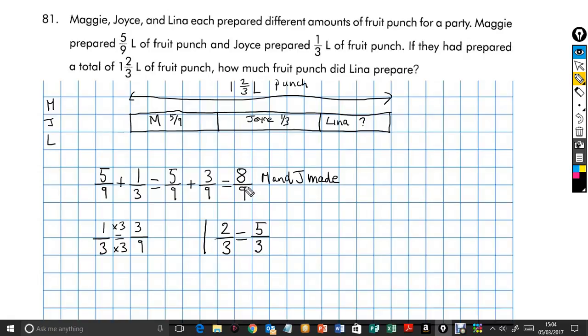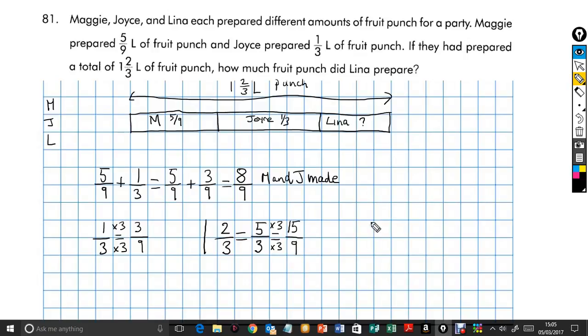But we've got ninths over here, and when we're going to do our subtraction, we can't subtract if we've got different denominators. We need to change this into ninths. So 5/3, how are we going to change that to ninths? We already realised we can do this quite easily. 3 multiplied by 3 gives us 9, so we need to multiply the numerator by 3 as well, which is going to give us 15. So 1 2/3 of a litre is the same as 15 ninths.